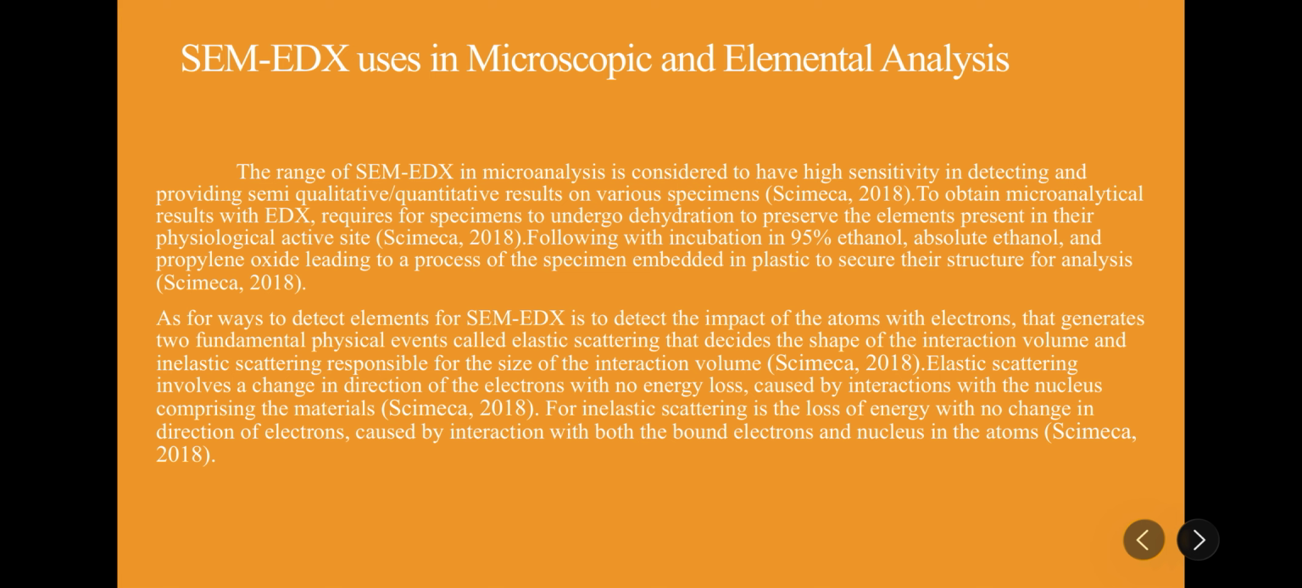As for ways to detect elements, SEM-EDX detects the impact of atoms with electrons, which generates two fundamental physical events: elastic scattering, which decides the shape of the interaction volume, and inelastic scattering, responsible for the size of the interaction volume. Elastic scattering involves a change in direction of the electrons with no energy loss, caused by interactions with the nucleus comprising the materials. Inelastic scattering is the loss of energy with no change in direction of the electrons, caused by interaction with both the bound electrons and nucleus in the atoms.